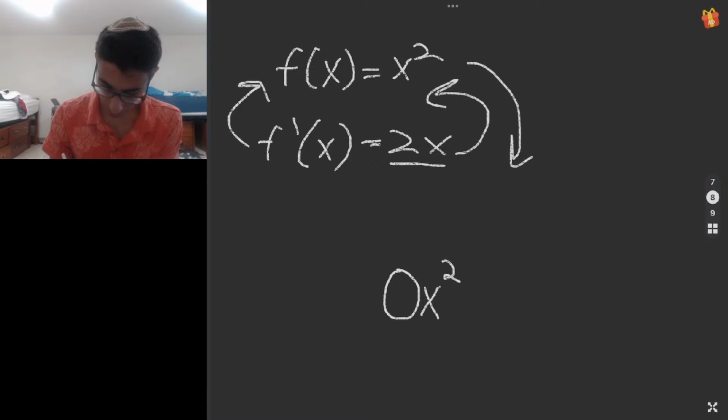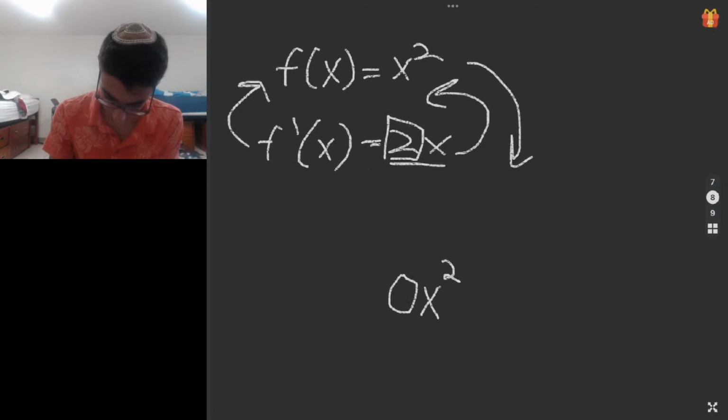Well, whatever goes over there, we know that the coefficient times whatever was here is equal to the coefficient in front of the x. So that means that it's just going to be 1, which is just x squared.